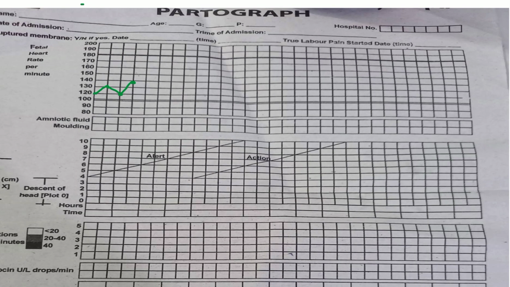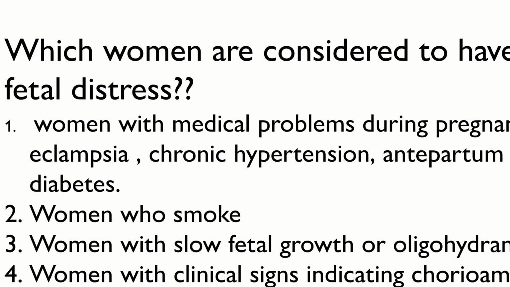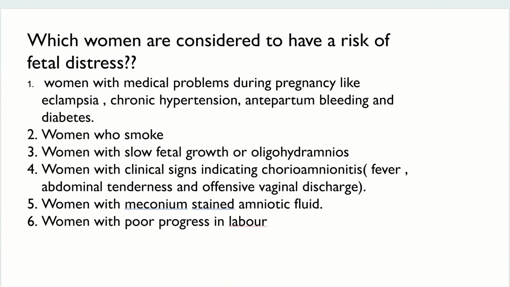Now let's see for the more questions related with it, what can be asked. So the second question that we have to know is, which women are considered to have a risk of fetal distress. So you have to also know, especially in some cases where the woman may be in certain situation where the chances of fetal distress is highly high. So that you can have a proper monitoring of the fetal heart rate, the fetal situation, the mother situation.